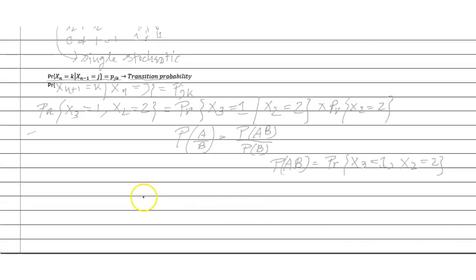So friends, I can write it this way, and after that I can write P(X3 equals 1 given X2 equals 2). The chain goes this way, so it is P21. So I can write P21 multiplied by the probability that X2 equals 2. This way I can write.